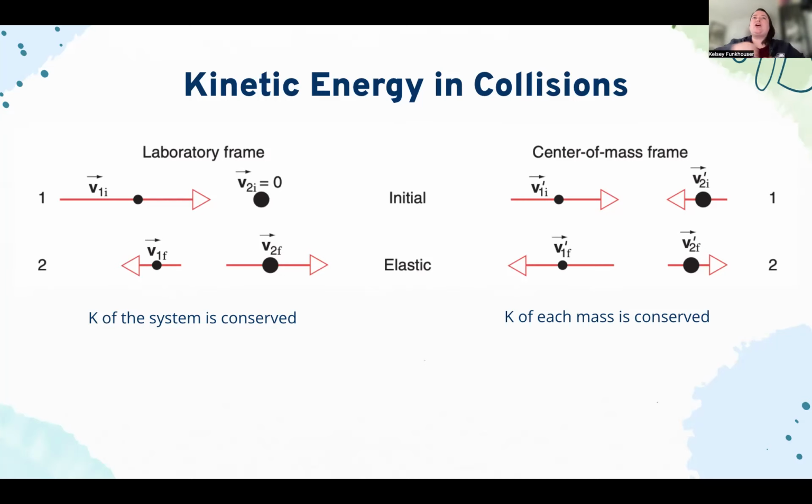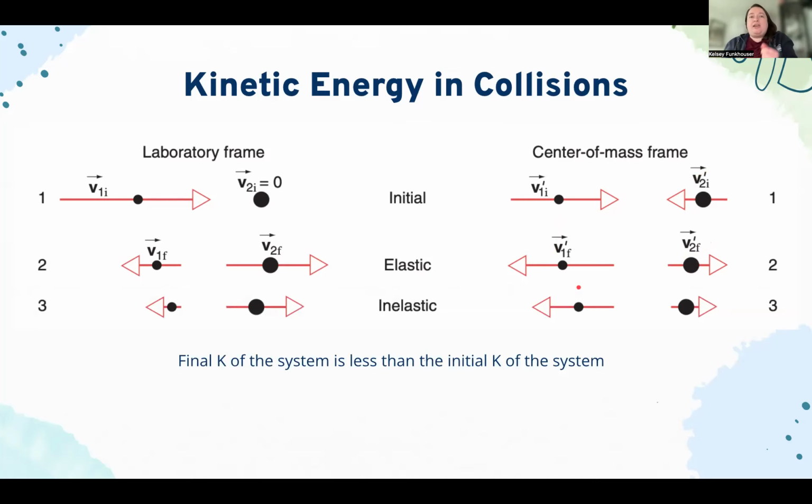So what we have in our two frames, and what kinetic energy brings in, is that the kinetic energy of the system, and when we talk about the system in these kinds of collisions, it's both objects that are colliding, so the kinetic energy of the system in the laboratory frame is conserved. The kinetic energy of the system is conserved, but in the center of mass frame, the kinetic energy of each mass is conserved. So, for example, mass 1 has the same kinetic energy initial and final, and same with mass 2. And you can see this by their velocity vectors being the same size, just in opposite directions. But in kinetic energy, the velocity is squared, so the sign doesn't matter.